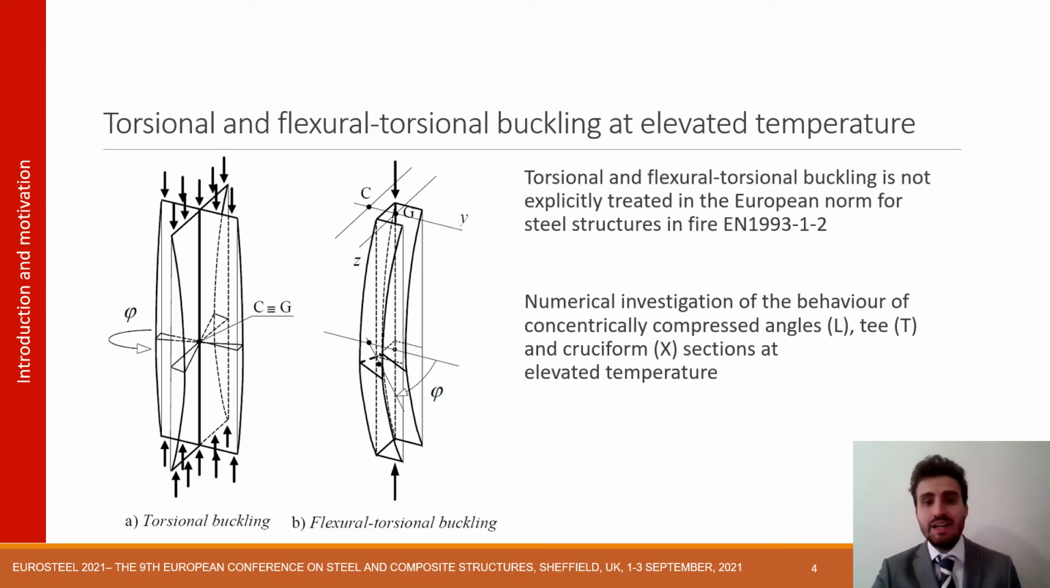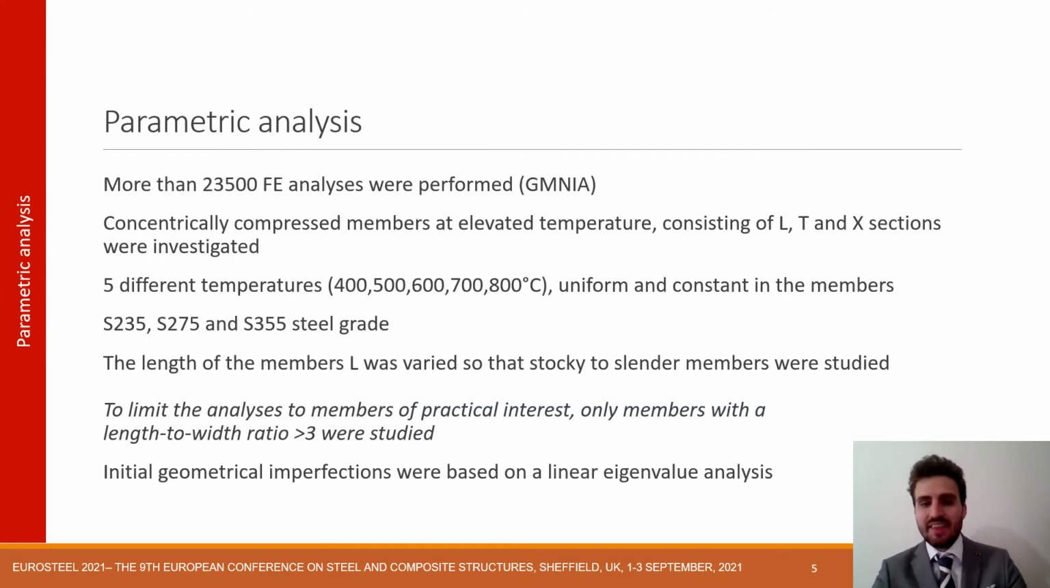However, torsional and flexural-torsional buckling is not explicitly treated in the European norm for steel structures in fire, so Eurocode 3 Part 1.2. In order to understand if safe and accurate predictions can still be obtained with the Eurocode, a numerical investigation of the behavior of concentrically compressed steel angles, T and cruciform sections at elevated temperature was performed in this work. A parametric analysis consisting of more than 23,000 geometrically and materially nonlinear analyses with imperfections was performed.